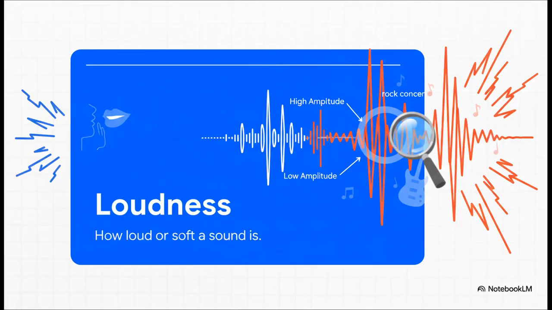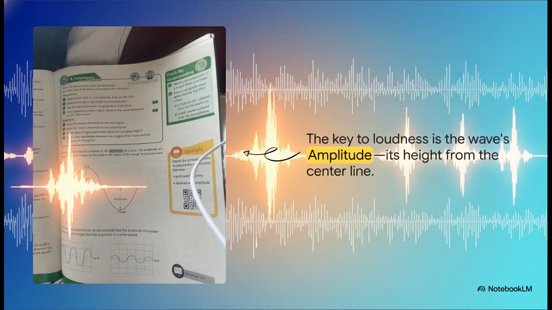Just like pitch, loudness is something we just get. A whisper is soft, a rock concert is definitely loud. But how do we see that difference? How can we measure it? You got it. We look at the wave. And here's the secret. For loudness, it's not about how crowded the waves are, it's about how tall they are. This height, measured from that flat center line all the way up to the crest, is called the amplitude.